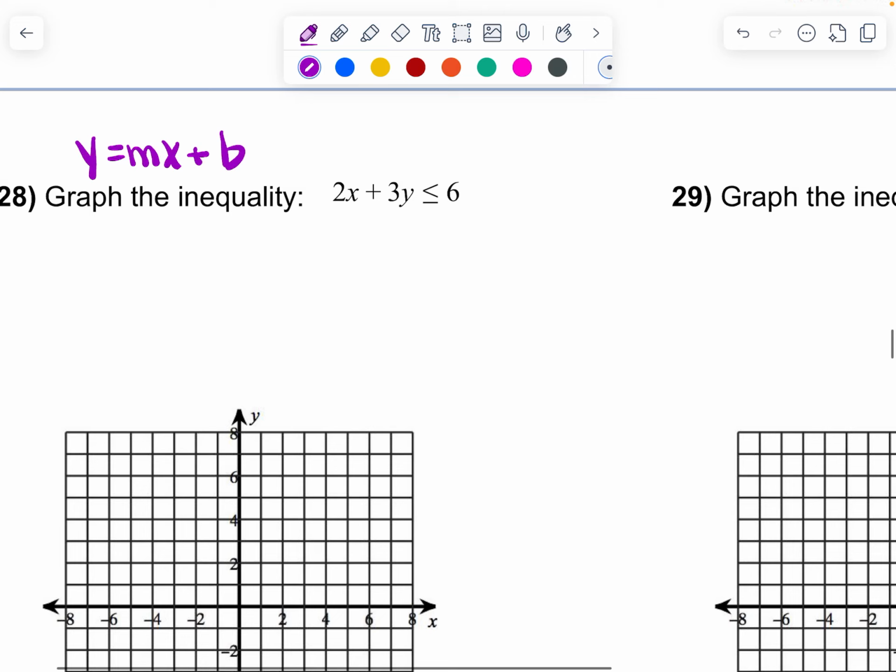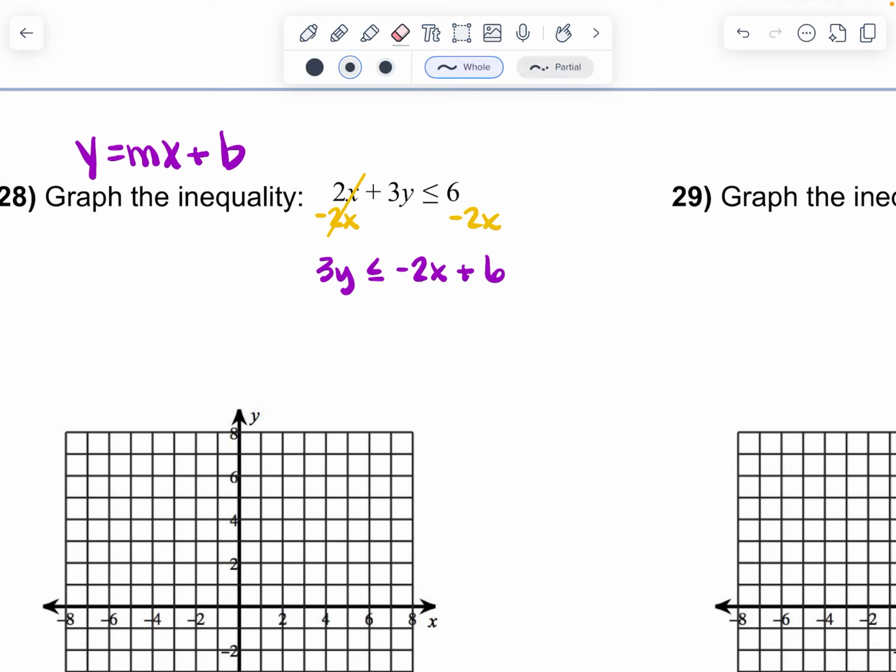All right, so this one is not in y = mx + b form, so we're going to do that. We're going to subtract 2x from both sides. Same old, done this a million times. So 3y less than or equal to, I'm going to write my x term first and then kick my positive 6 out, because now it's starting to look like mx + b. And that's the goal. My last step though, I don't have the y by itself, so I need to divide everybody by 3.